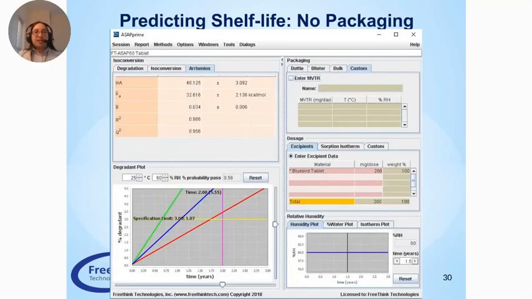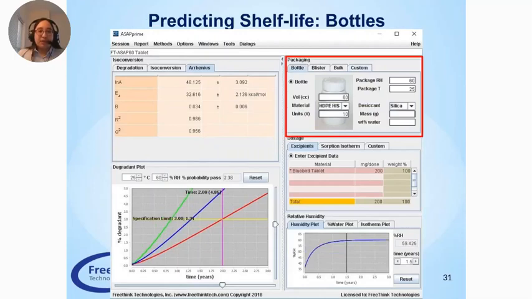So going back to our tablet example, this is an example of what the shelf life looks like in the absence of packaging. No chance of passing 2 years. The average shelf life is about 1.1 years.